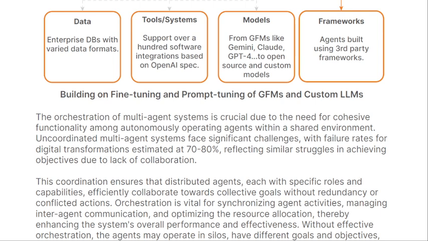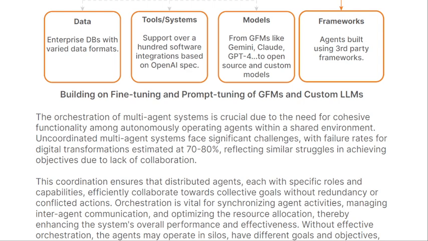Data: enterprise DB with a variety of data formats. Tool system: support over a hundred software integrations based on the OpenAI spec. Models: from the GFM like Gemini, Claude, GPT-4 to open source and custom models. Framework: agents built using third party framework. So they basically use the third party. What is the third party? Third party is specific for the API, application programming interface, by which we can interact with that particular framework. So building on a fine tuning and prompt tuning of the GFM and custom large language model.